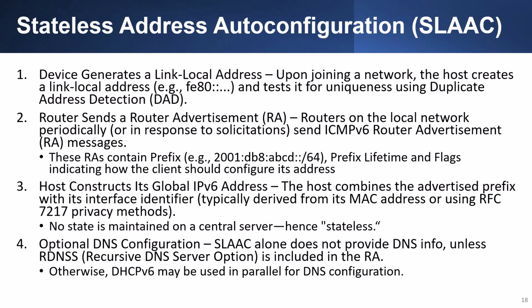These RAs contain prefix, lifetime, and flags indicating how the client should configure its address. The host constructs its global IP version 6 address, where the host combines the advertised prefix with its interface identifier, typically derived from its MAC address or using RFC 7217 privacy methods. No state is maintained on a central server, hence stateless. Optionally, DNS configuration: SLAAC alone does not provide DNS information unless recursive DNS server options, or RDNSS, is included in the RA. Otherwise, DHCP version 6 may be used in parallel for DNS configuration.